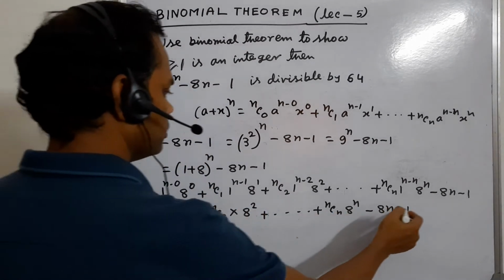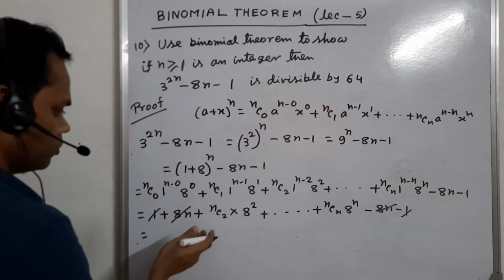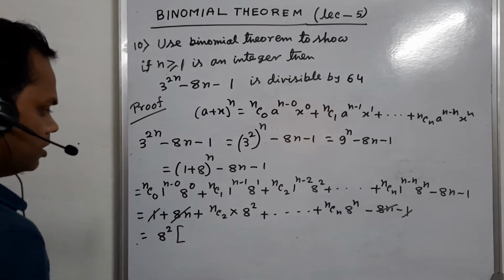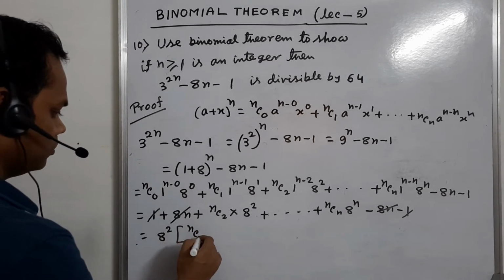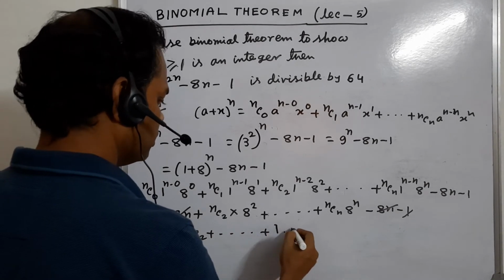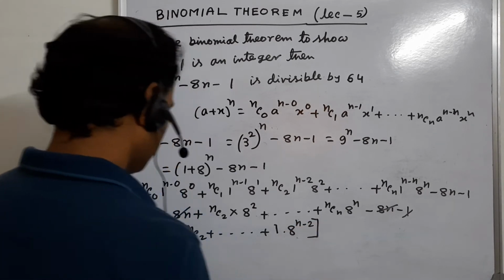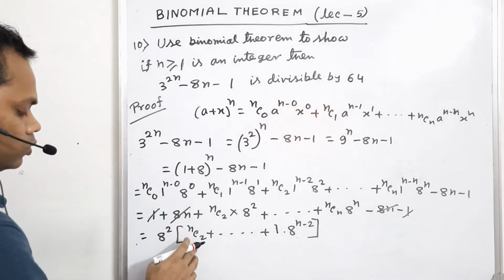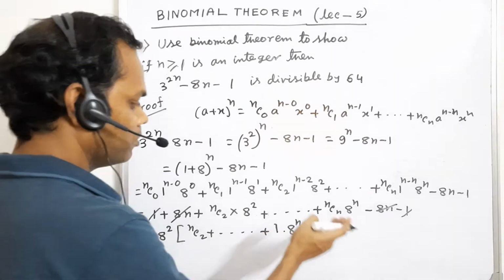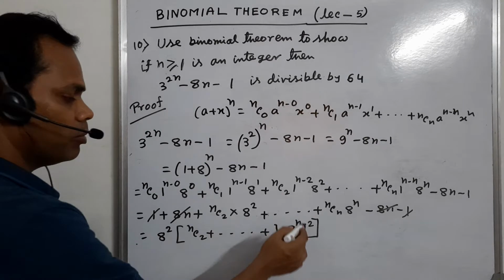So 1 minus 1 cancel each other, plus 8n minus 8n cancel each other. From the rest of the terms we can take common 8 square. So within the bracket it remains nC2 plus dot dot nCn into 1 into 8 to the power n minus 2. Now you see that within the bracket nC2 is a positive integer, nC3 is a positive integer, dot dot, and the 8 to the power n minus 2 is a positive integer. So the expression within the bracket is a positive integer.